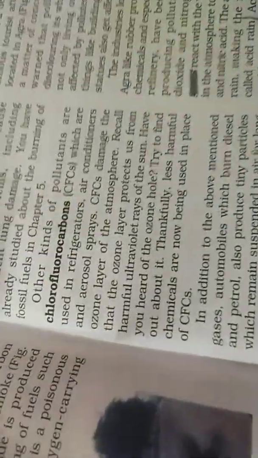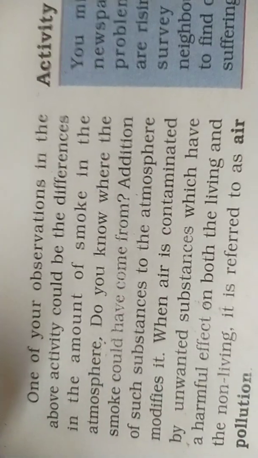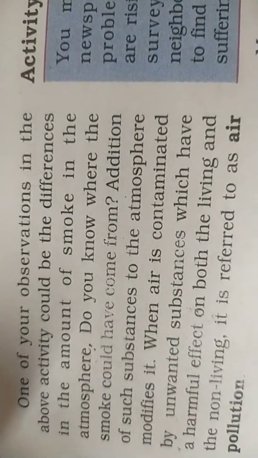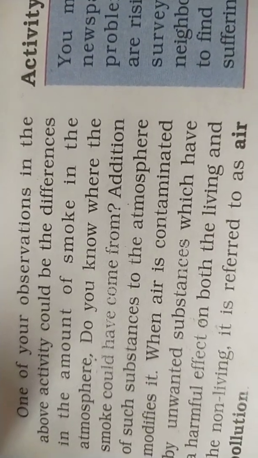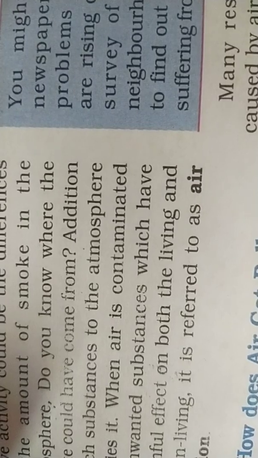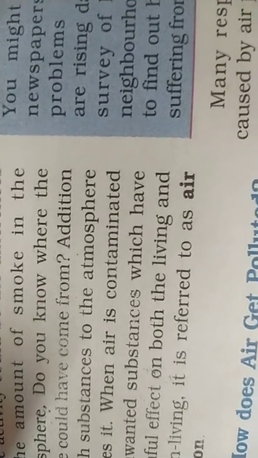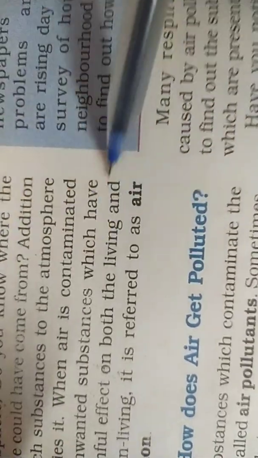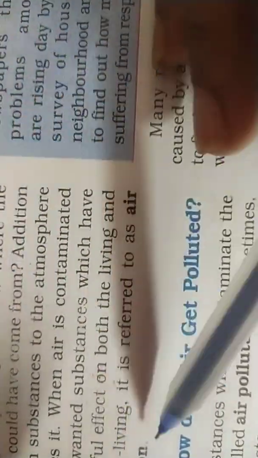how much smoke these vehicles release, that is poisonous smoke. So one of your observations in the above activity could be the differences in the amount of smoke in the atmosphere. Do you know where the smoke could have come from? Addition of such substances to the atmosphere modifies it. When air is contaminated by unwanted substances which have a harmful effect on both the living and non-living, it is referred to as air pollution.